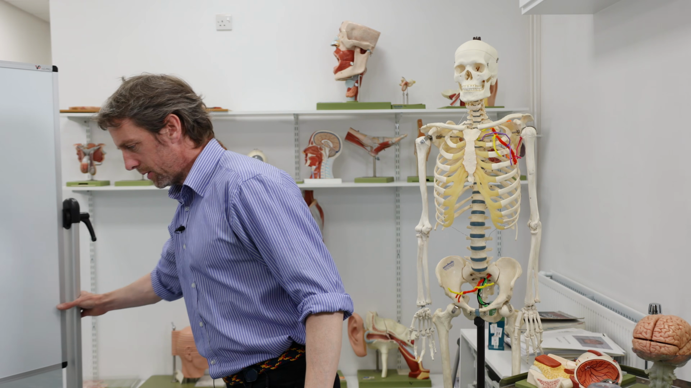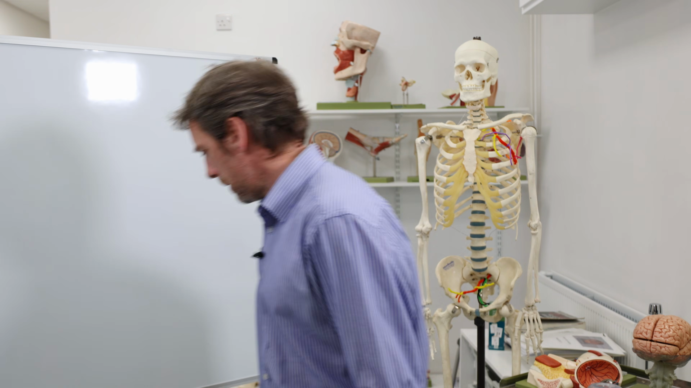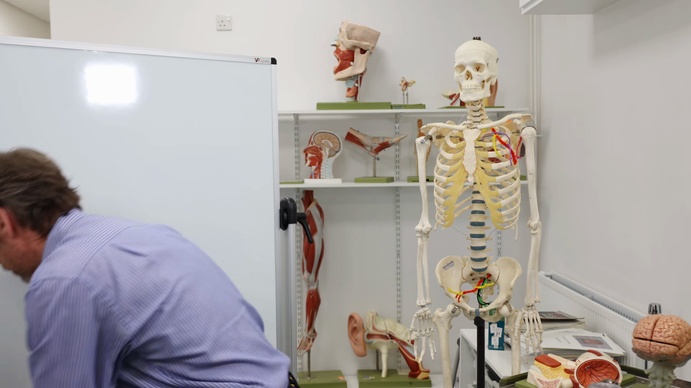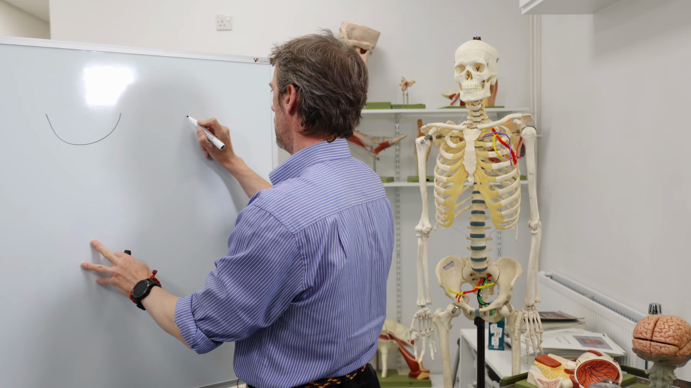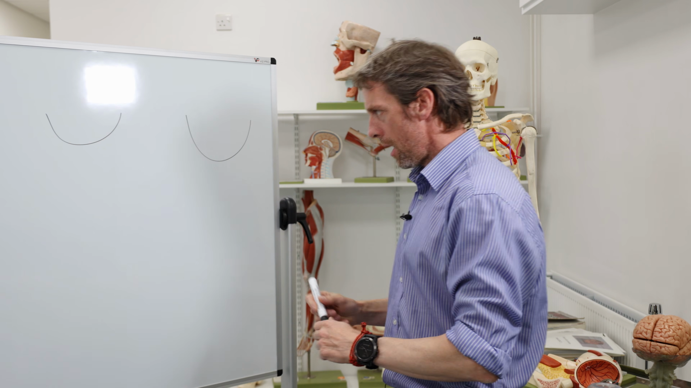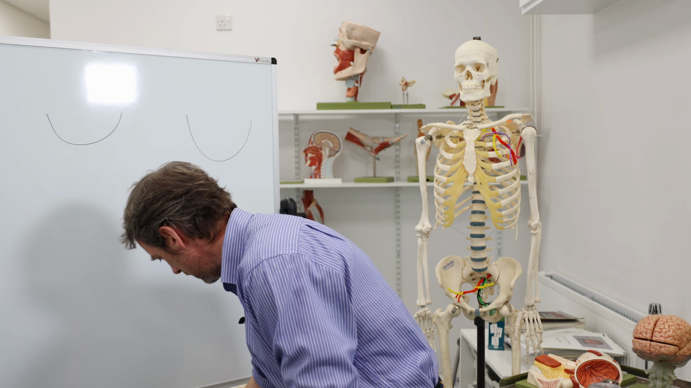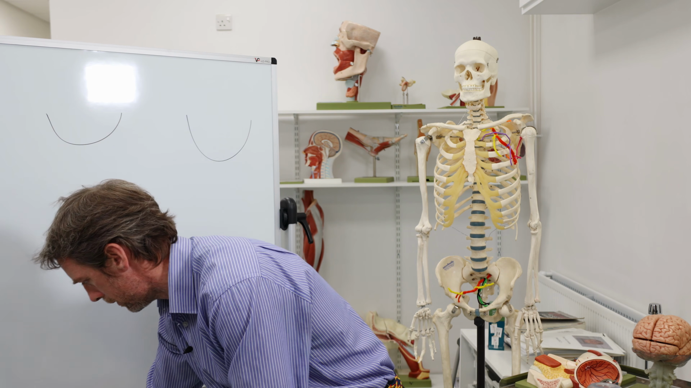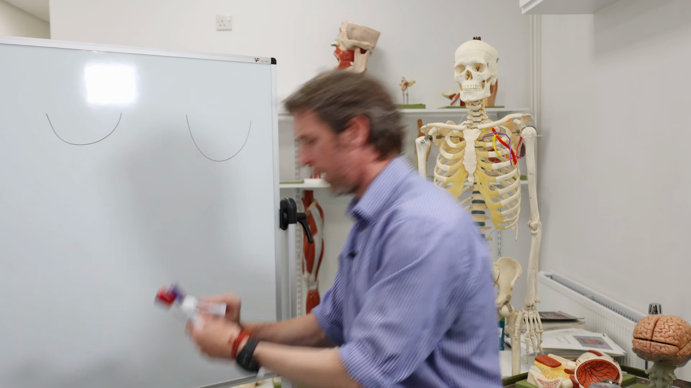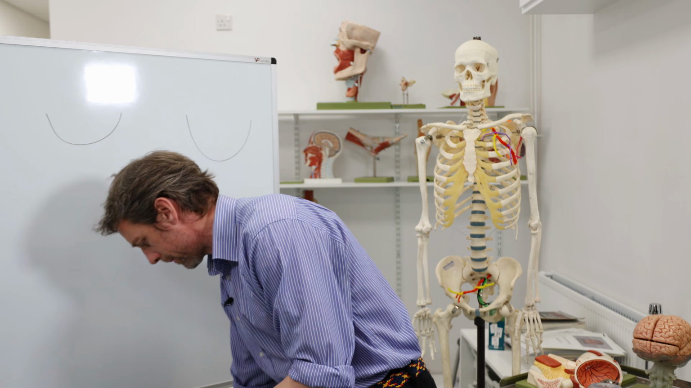Now we've got enough information to start drawing our visual pathway. Drawing, not my strong suit. Okay, so we've got a curved retina. And I need four colours. Hopefully these are going to be distinct enough.